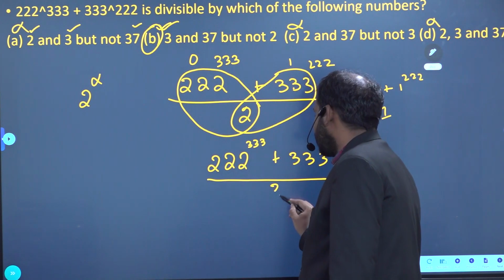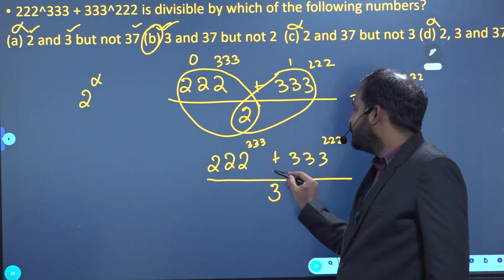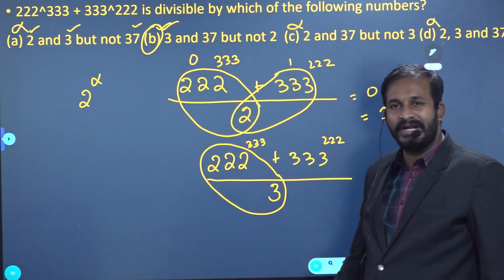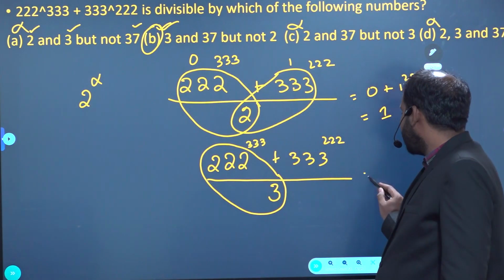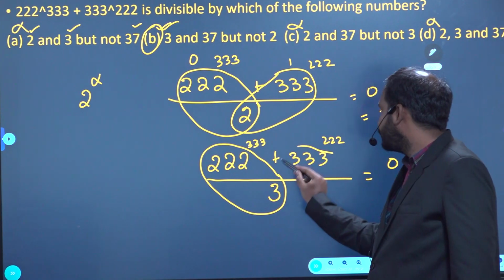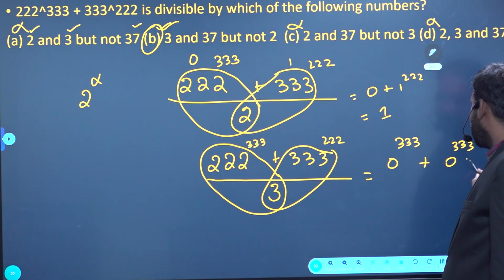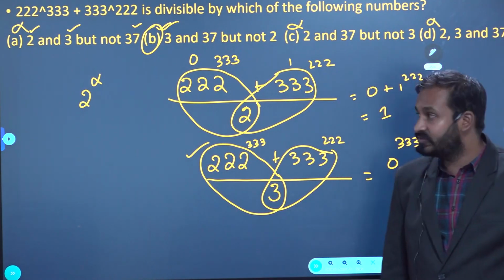by 3. I will check whether it is divisible by 3 or not. What is the divisibility rule of 3? The sum of the digits should be divisible by 3. 2 plus 2 plus 2, what does it become? 6. That means 322 is divisible by 3. So what is the remainder you will get here? 0 power 333. And 333 by 3, what is the remainder we will get? 0 once again. 0 power 333. So what is the remainder? 0. That means this number is divisible by 3. This number is divisible by 3.